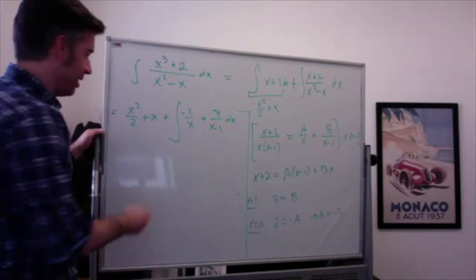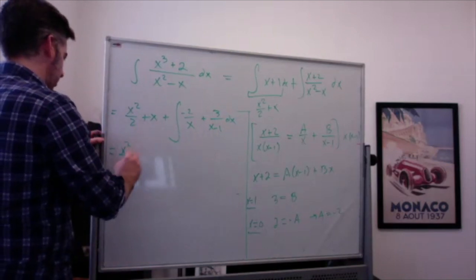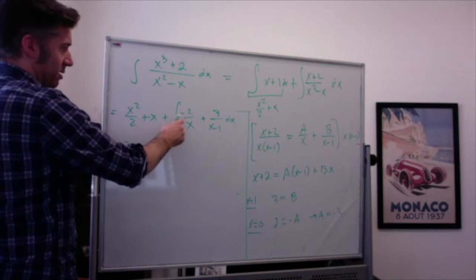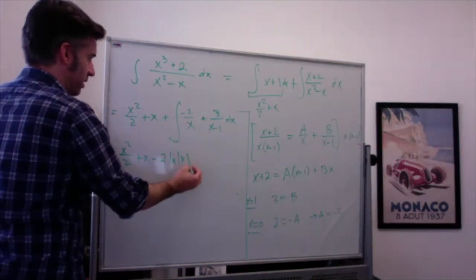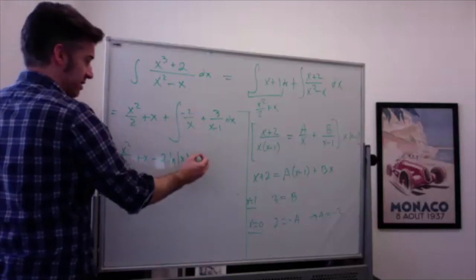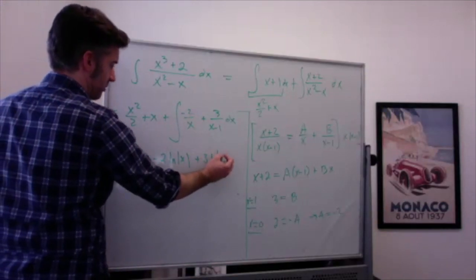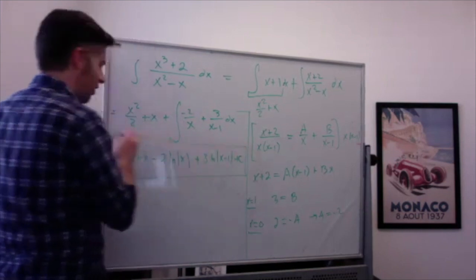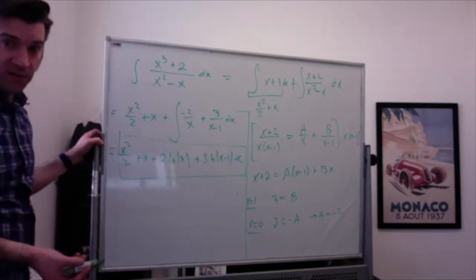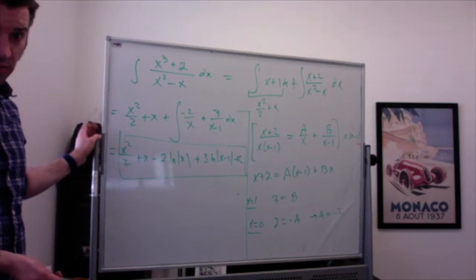And now the rest of this is not terrible at all. This is x squared over 2 plus x. The integral of negative 2 over x is minus 2 natural log of the absolute value of x. The integral of 3 over x minus 1 is 3 natural log of the absolute value of x minus 1. And if the coefficients of the logarithms are different, we usually don't try to put them together.